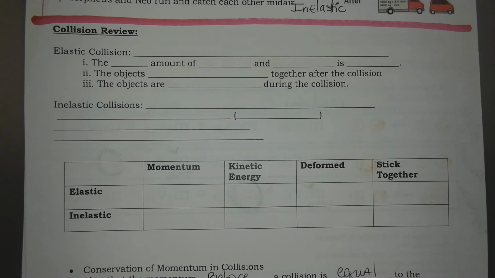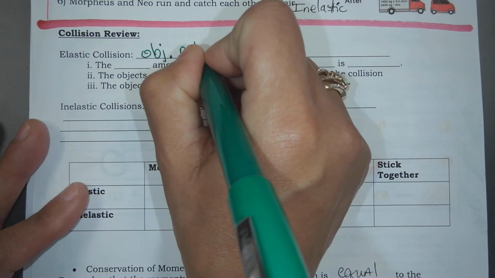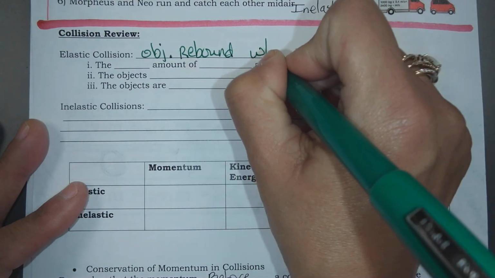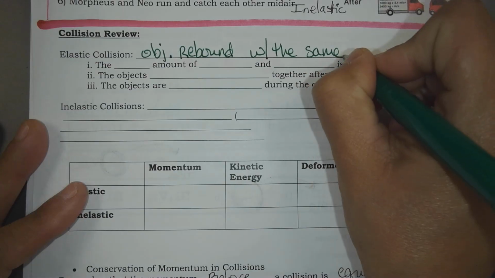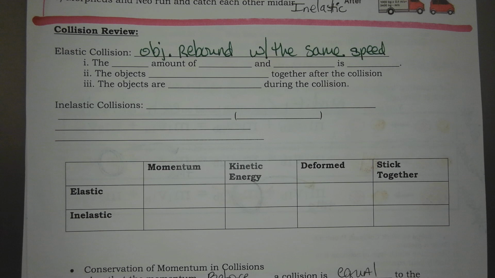But talking about collisions, it says over here, elastic collision is whenever objects, we talked about this already, are going to rebound with the same speed. Meaning that when they hit each other and they do not stick, when they bounce off, they're still going to bounce off. If they originally were moving before the collision fast, they're going to bounce off fast. If they are moving slow, then they're going to bounce off of each other slow. Okay? They're going to rebound with the same speed.